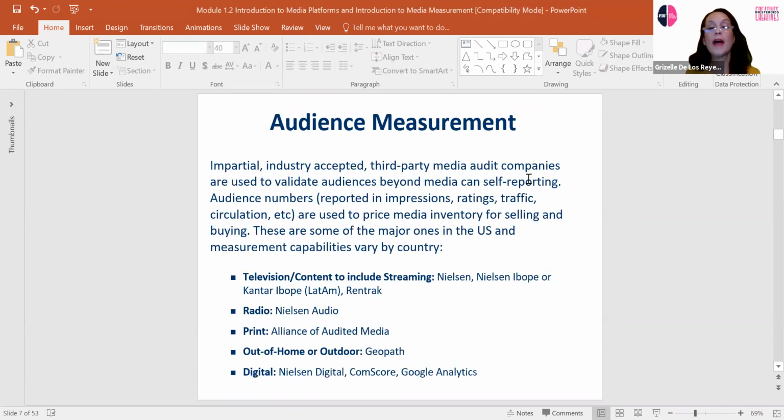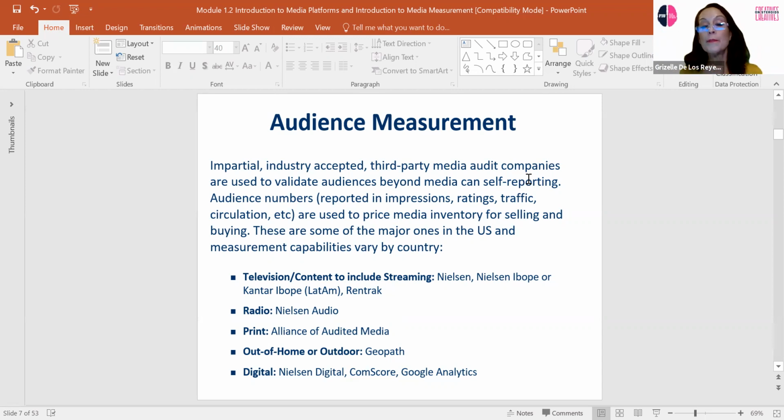Remember also that, in order for the plan to be effective, it has to be measurable. And measuring means that you are going to have to interpret third-party syndicated research, and this is part of why you're taking this class. These are companies that basically measure certain media. For example, television is synonymous with Nielsen. And in Latin America and other countries, it is Nielsen Ibope or Kantar Ibope or Rentrak, which is one of the newer players. But it continues being Nielsen.